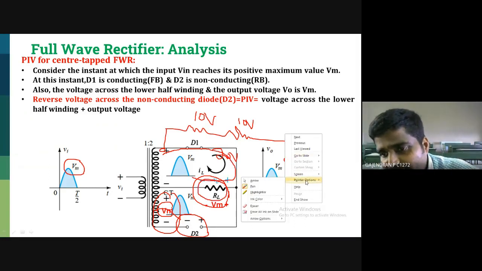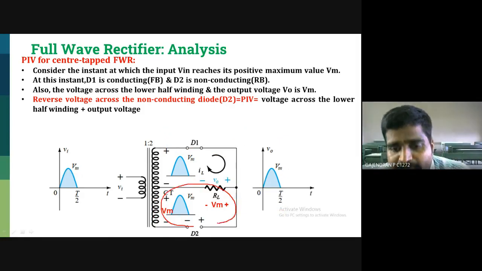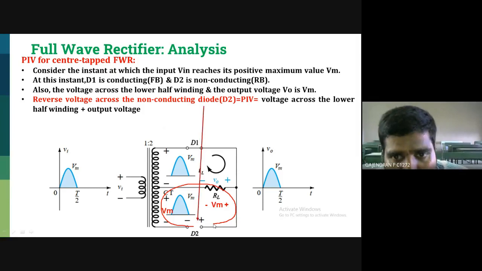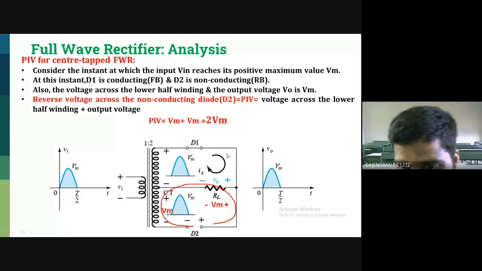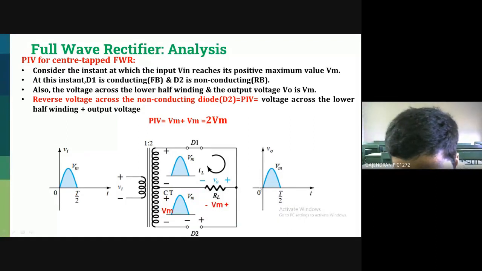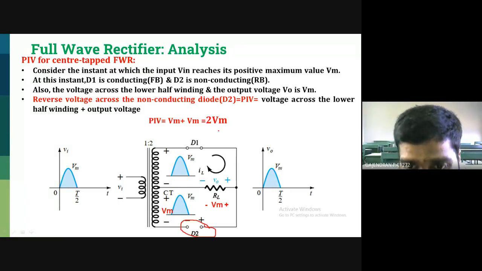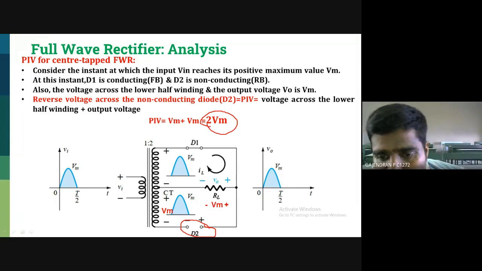If you apply KVL for this particular loop, you will find the voltage drop across the non-conducting diode. That is, in the positive half cycle, the voltage drop across D2 is 2 Vm, double your input voltage. Please make note of this one.